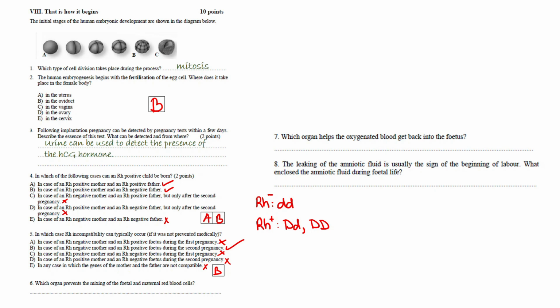Okay. Which organ prevents the mixing of the fetal and the maternal red blood cells? That's the placenta. Which organ helps the oxygenated blood get back into the fetus? Umbilical cord. And the leaking of the amniotic fluid is usually the sign of the beginning of labor. What encloses the amniotic fluid during fetal life? That is the embryonic membrane.